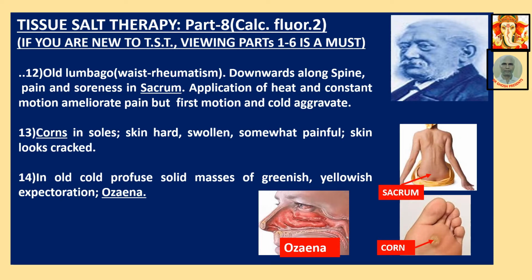Old lumbago. Lumbago is rheumatism of the waist. Downward along spine, pain and soreness in sacrum. You must know our spine bone. This is the spine bone. Picture of spine bone here. Starting from cervical vertebra, then thoracic vertebra, then lumbar, then comes sacral vertebra. And at the last, this is coccyx, which is called tailbone.